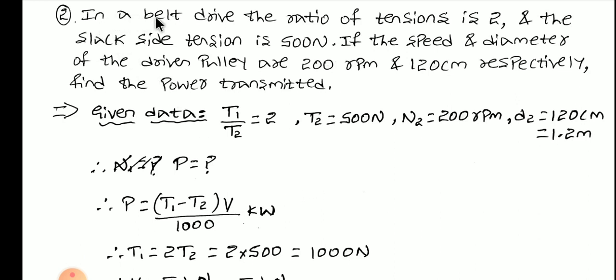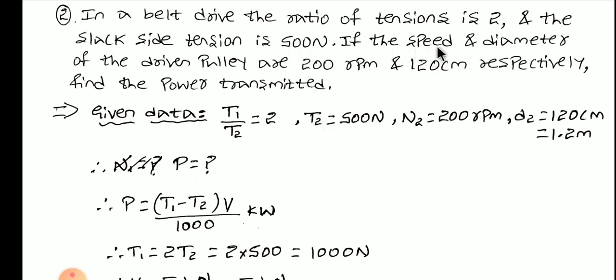In a belt drive, the ratio of tension is 2. The ratio of tension means T1 by T2 is equal to 2, and the slack side tension is 500 Newton. Slack side means T2, tight side means T1. In this case, the slack side is given, so the T2 value is 500 Newton.